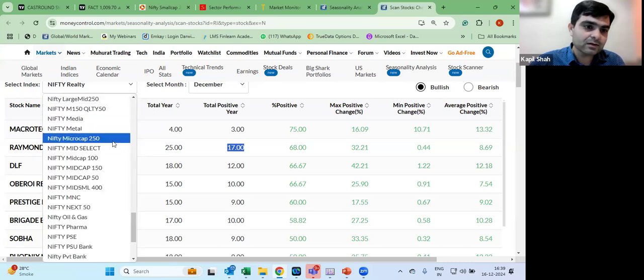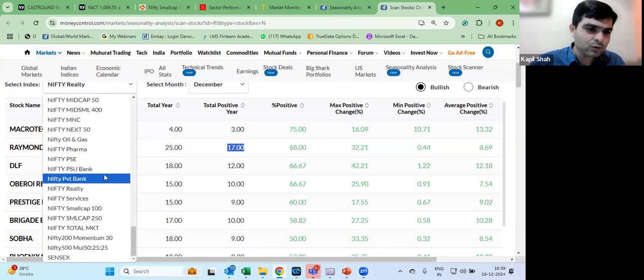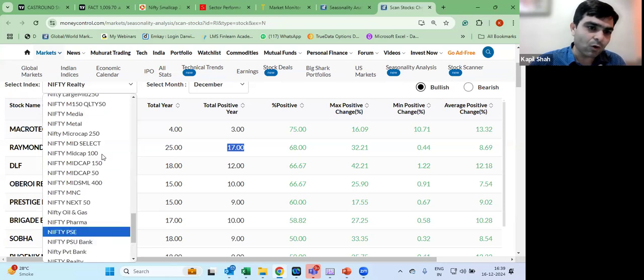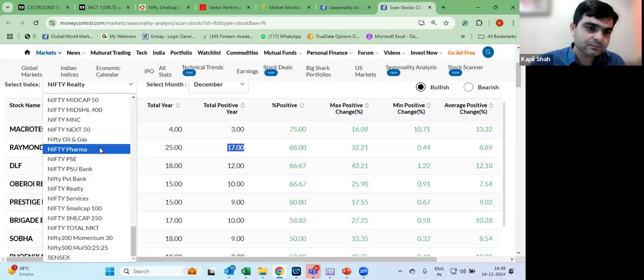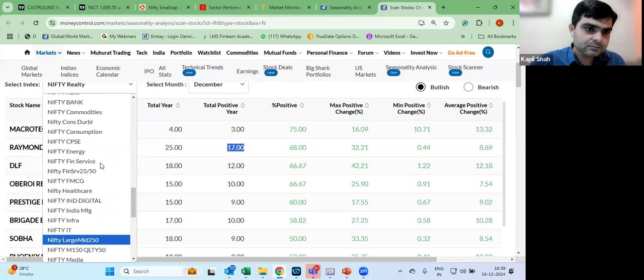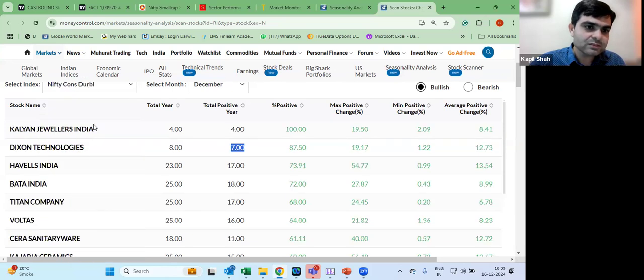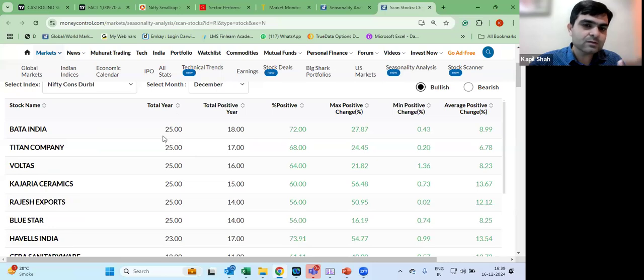Consumer durables were there, right? The other pack. So come to consumer durables and check as per your preferences. You will get all the things based on the Nifty indices that have been created. Once I click on consumer durables, this is the history. If I put the numbers in order, Bata 72% of the time has ended positive in this month, Titan 68%, Voltas 64% also.